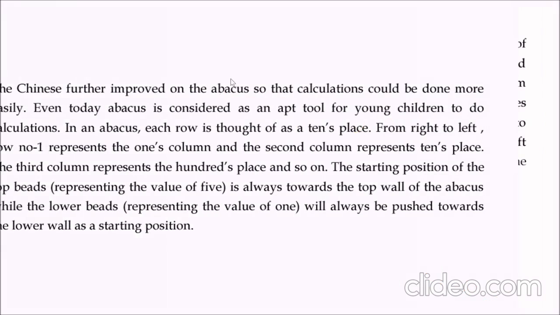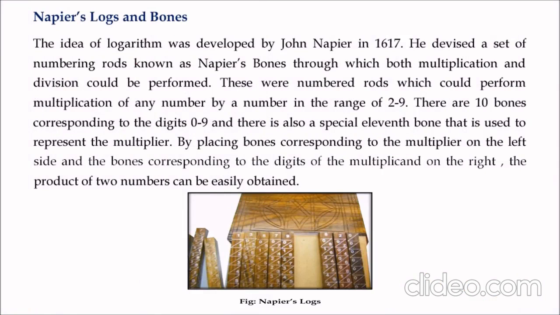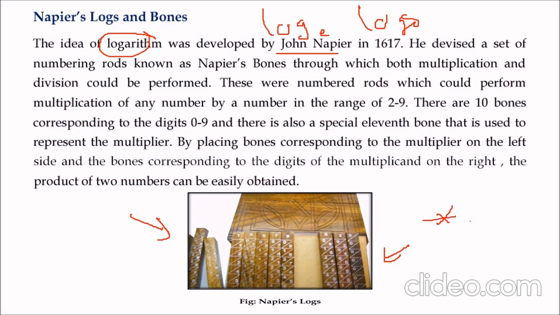Now Napier's logs and bones, as you can see here. The idea of logarithm, log e, log 10, was developed by John Napier. So he devised these numbering rods. We also call it Napier's bones, through which multiplication and division can be performed. So these were numbered rods which can perform multiplication of any number by a number in the range of 2 to 9.